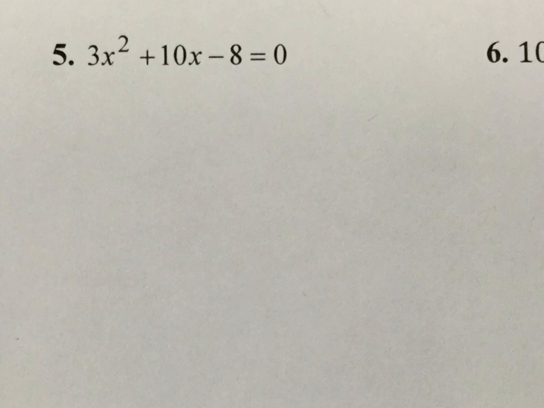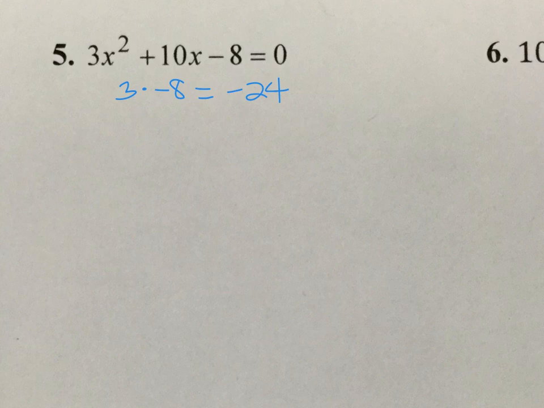All right, moving on to number 5. Remember, we're going to divide out any common factors. So I have a 3, a 10, and an 8. We're not going to have anything in common to factor out. So we're going to go straight to multiplying a times c. Okay, so 3 is our a, our c is negative 8, and we get negative 24.